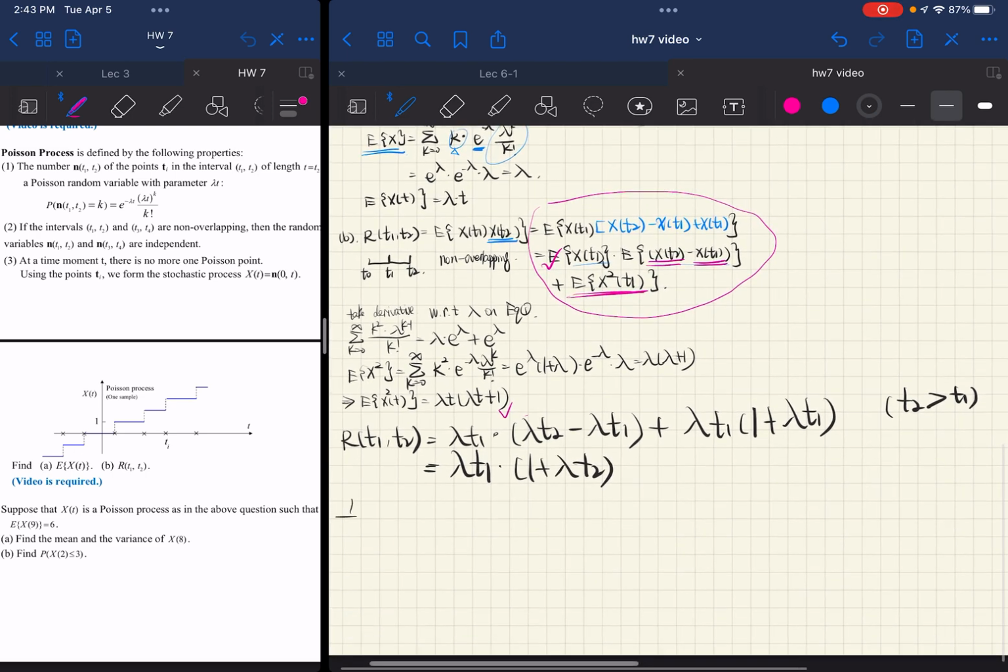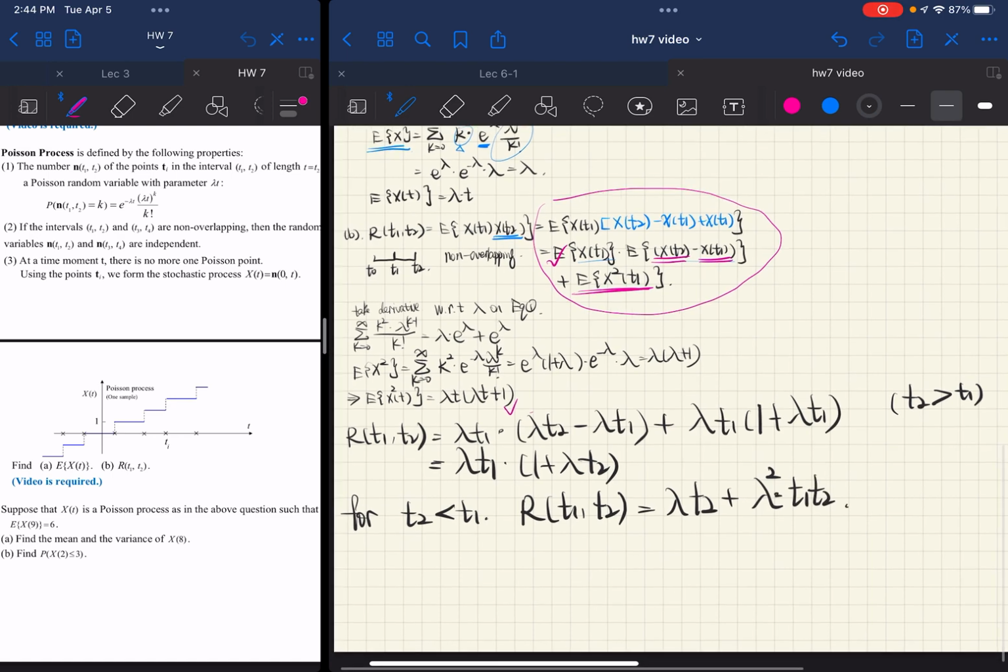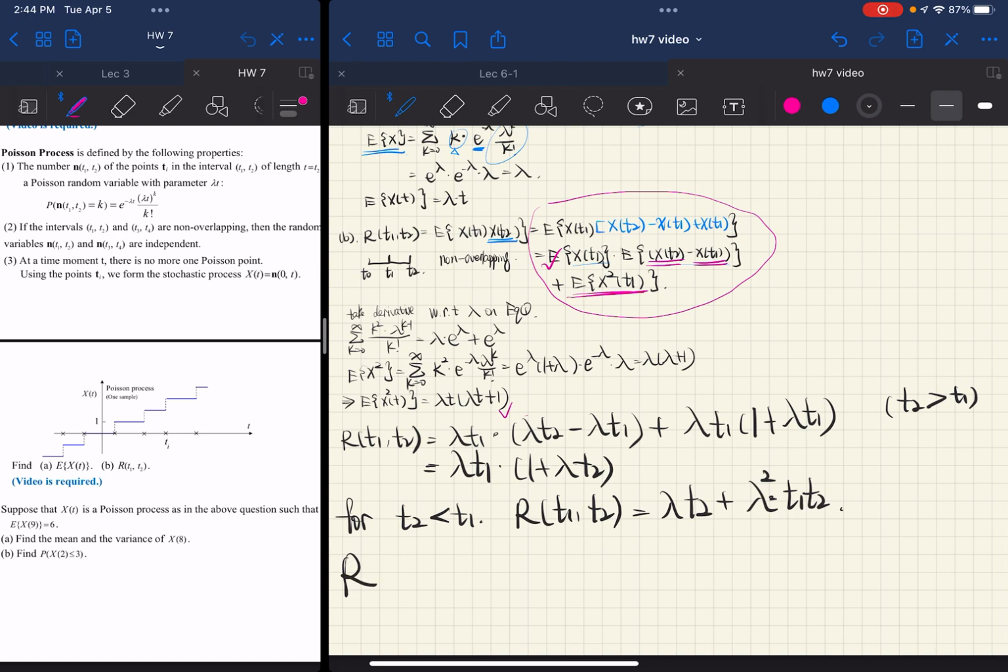Similarly, for t2 smaller than t1, we just swap the positions of t1 and t2, and we get lambda t2 times 1 plus lambda t1. For the general case, this should be lambda times the minimum of t1 and t2 plus lambda to the power of 2 times t1 times t2. And this is for problem 8.